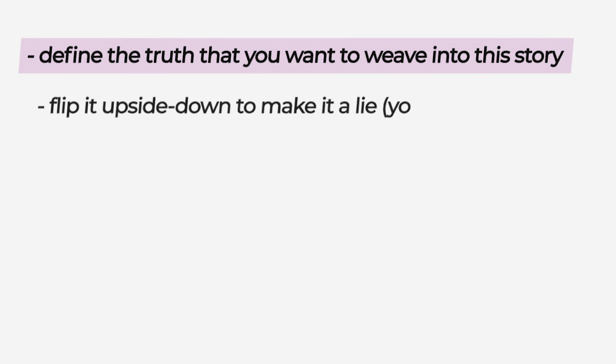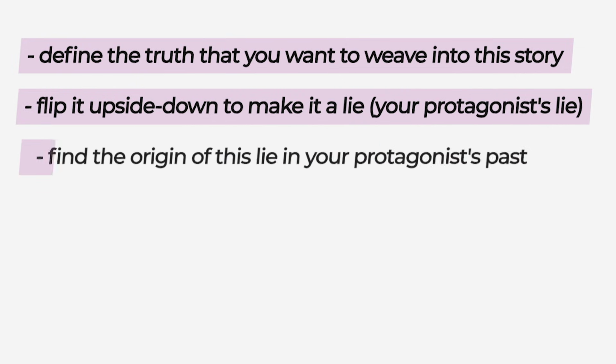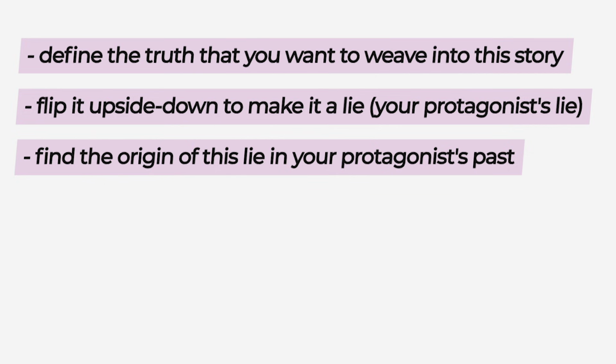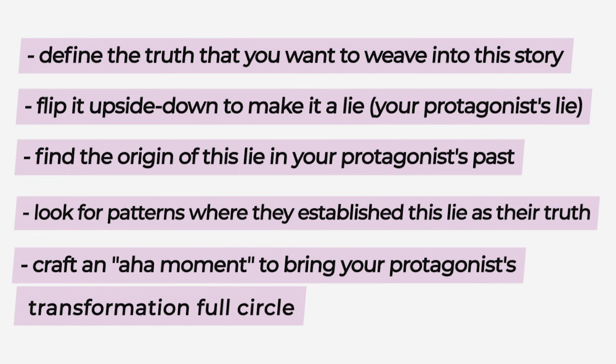Define the truth that you want to weave into this story. Flip it upside down to make it a lie, your protagonist's lie. Find the origin of this lie in your protagonist's past. Look for patterns where they establish this lie as their truth, and craft an aha moment to bring your protagonist's transformation full circle. That's it. That's the formula that I use every time I sit down to write a story, and it is just fail-proof for figuring out your story's theme and how to execute it beautifully without telling your readers what to think.